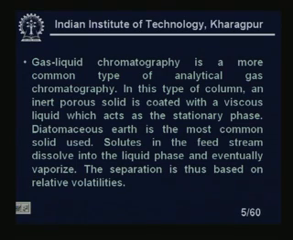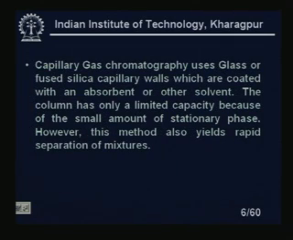This we have already discussed in lesson 35. Now we are discussing in more detail. You see the last line, which is most important: the separation is thus based on the relative volatilities. Now, capillary gas chromatography uses glass or fused silica capillary walls, which are coated with an absorbent or other solvent, and the column has only limited capacity because of the small amount of stationary phase. However, this method also yields rapid separation of the mixtures.